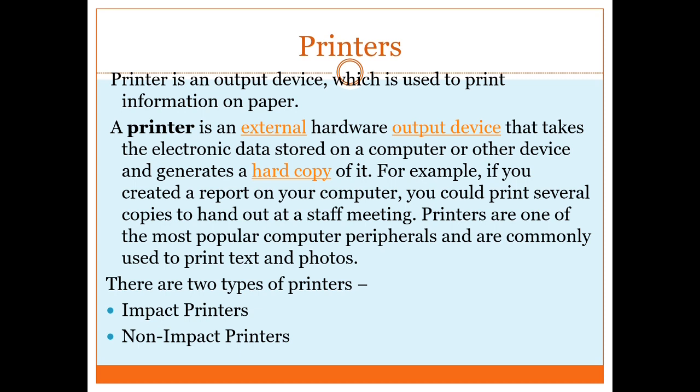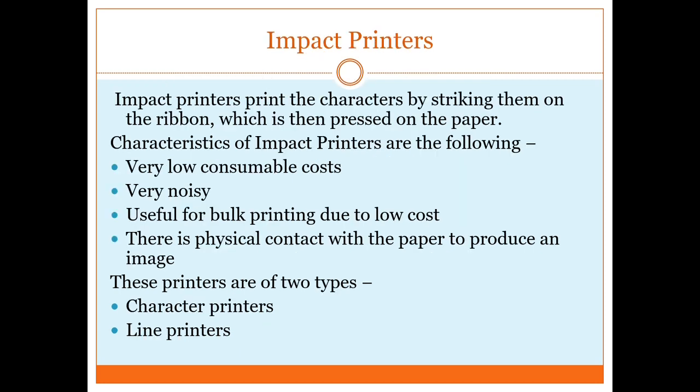There are two main types of printers: impact printers and non-impact printers. Impact printers print the characters by striking them onto the ribbon, which is then pressed on the paper. Characteristics of impact printers are the following: very low consumable cost, very noisy, useful for bulk printing due to low cost, and there is physical contact with the paper to produce an image.